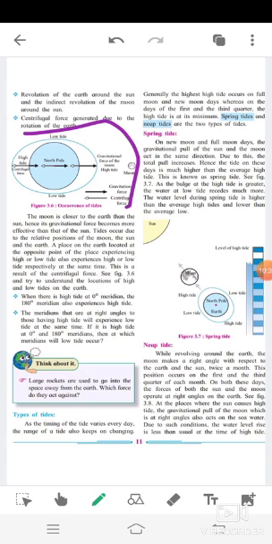If it is high tide at 0 degree and 180 degree meridians, then at which meridians will low tide occur? Okay student, now go to the next paragraph.